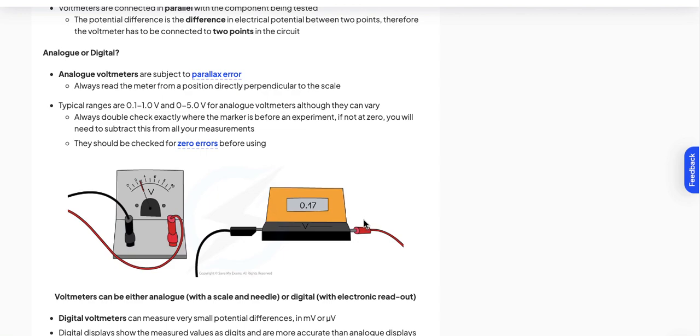Now, analog or digital, analog voltmeters are subject to parallax error. This is a question from paper 6. One of the problems with an analog voltmeter is parallax error. A parallax error is an error in reading that is caused by not reading the measurement at eye level. There's no line of sight if you stand in a corner or diagonally and read something. Your eye level must be a straight line of sight from your eye to the object that you're measuring.